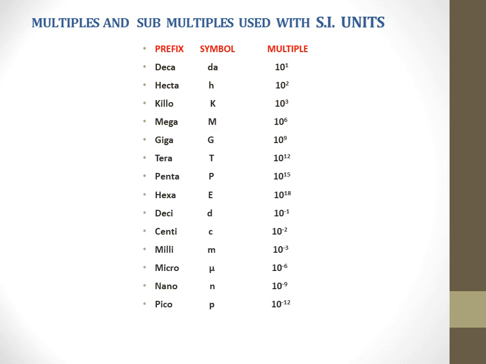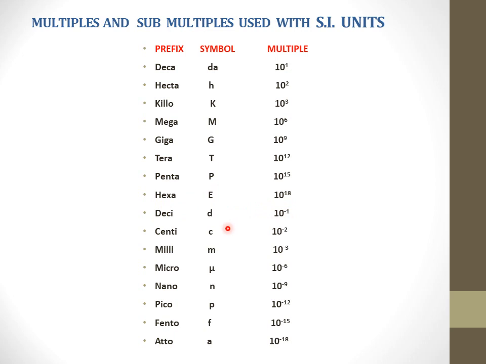Let me just load it so we can all go from one to another. We have deca, 10 to the power 1, hecto, 10 to the power 2, kilo, 10 to the power 3, mega, 10 to the power 6, giga, 10 to the power 9. Others call it giga or giga, 10 to the power 9. Tera, 10 to the power 12. Peta, 10 to the power 15. Exa, 10 to the power 18.